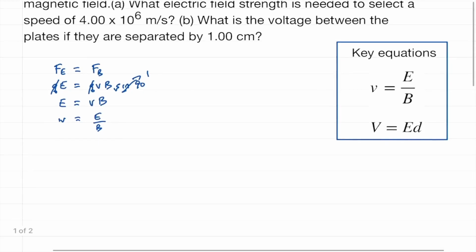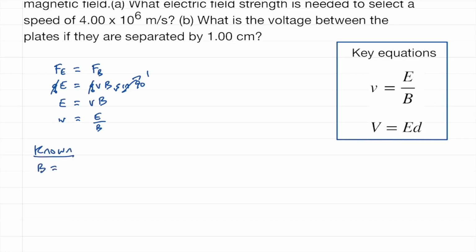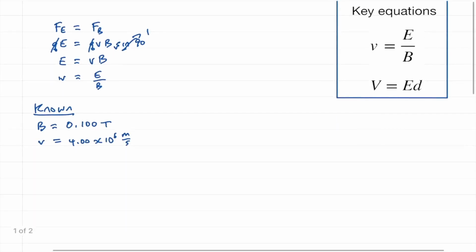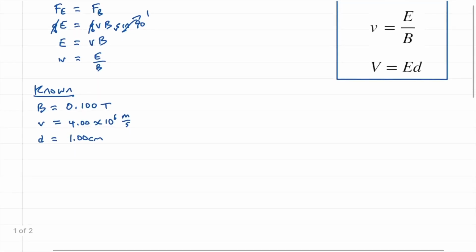All right, so for our problem, let's write down what we know. We know the magnetic field is 0.100 Teslas. We know the velocity is 4.00 times 10 to the 6 meters per second. Okay, and then we will have a distance of 1 centimeter. That value will need to be converted to meters. Okay, we would like to find the electric field and the potential difference or voltage.